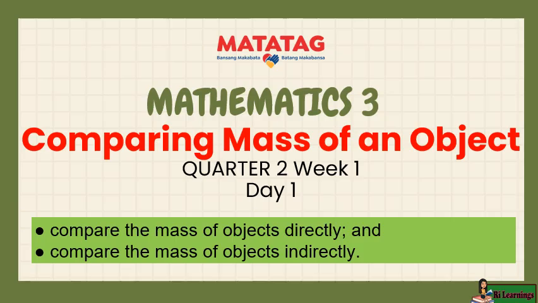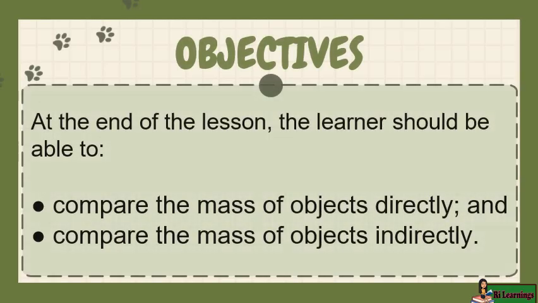Mathematics 3. Comparing mass of an object. Quarter 2, Week 1. Day 1. At the end of the lesson, the learner should be able to compare the mass of objects directly and compare the mass of objects indirectly.